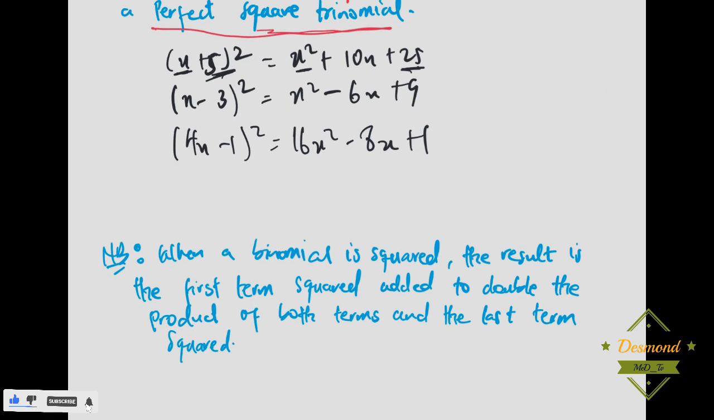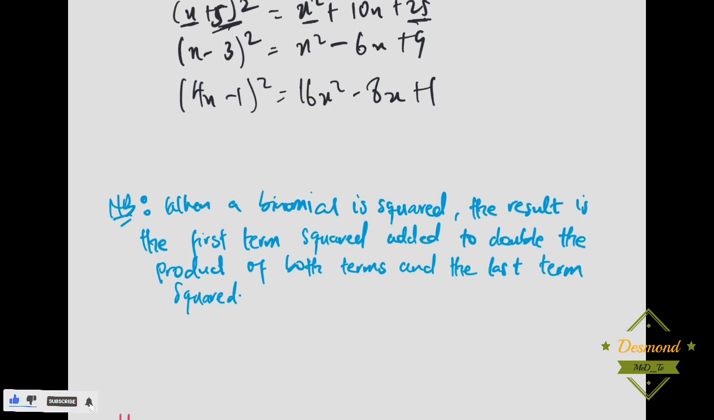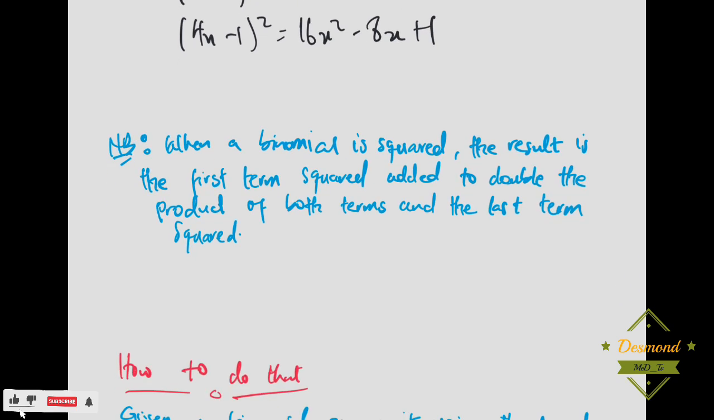So what do we mean by that? When a binomial is squared, the result is the first term squared, added to the product of both terms, and the last term squared. What is the meaning of this statement? Let's say we have x plus a squared. We can also expand it in the form of x plus a multiplying x plus a.